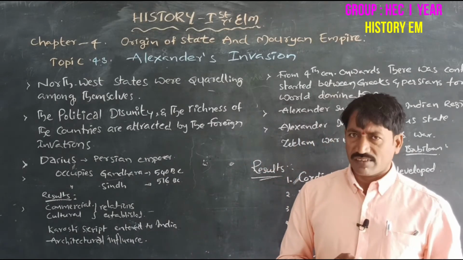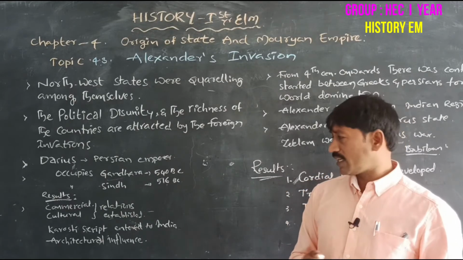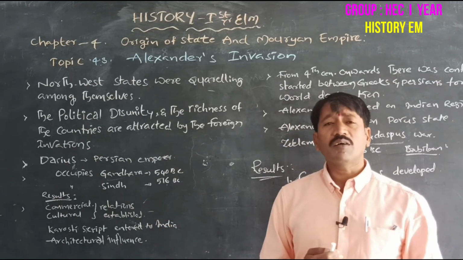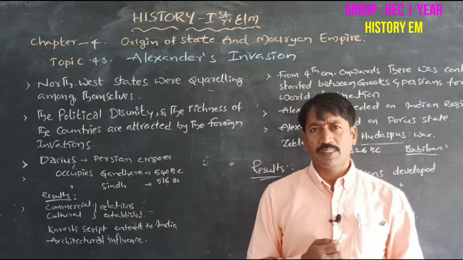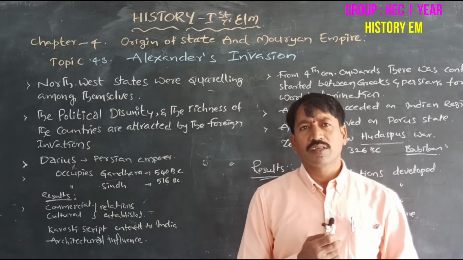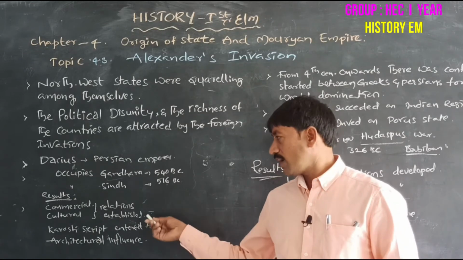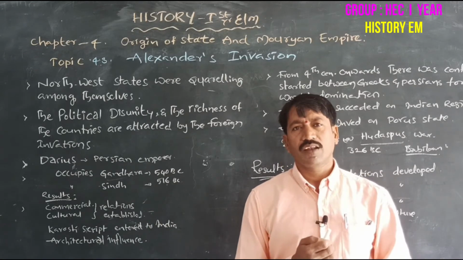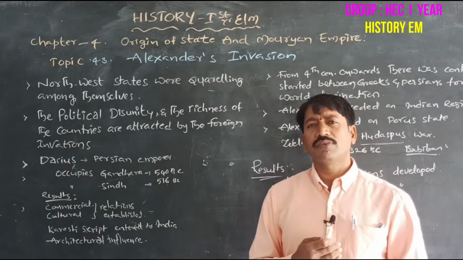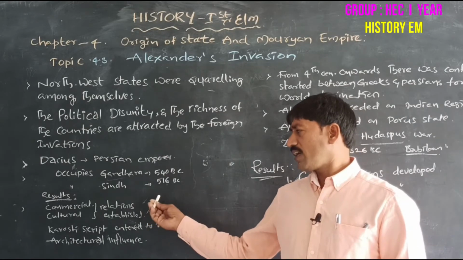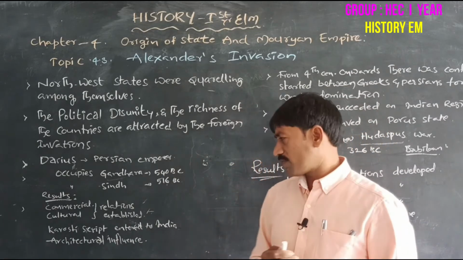So what are the results? What were the results of the Persian kingdom's invasion of Indian territories? The first one is that commercial and cultural relations developed. In the history of India, commercial, nothing but trade relations, and cultural relations like art and architecture, science, etc., were established between India and the Persian kingdom.